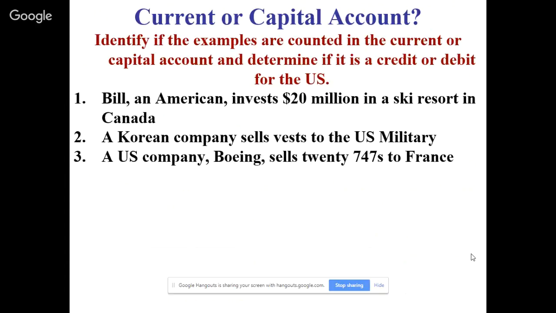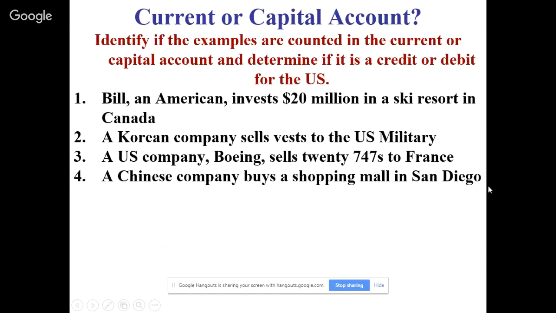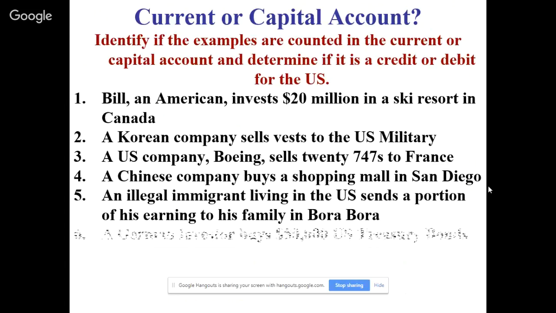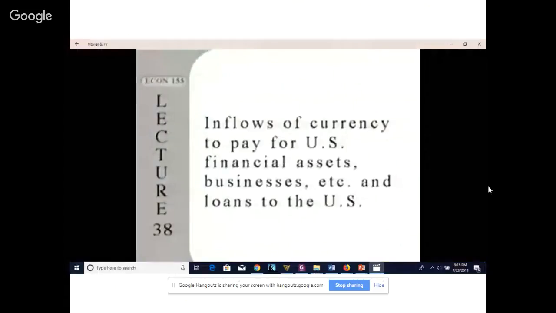There's one more, and this one too. A US company, Boeing, sells 20 747s to France. Also goods and services. What about this one? A Chinese company buys a shopping mall in San Diego. That is a capital account. And you can see the rest. That's for you, and you can do it.